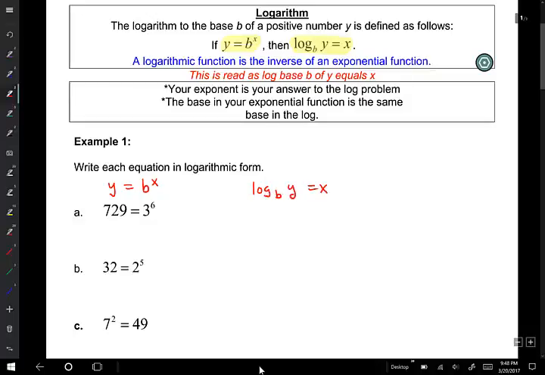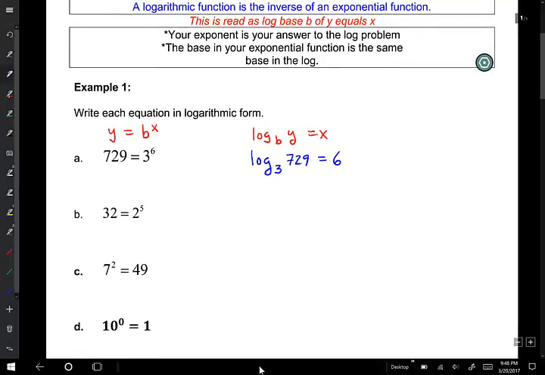And now what I want to do below it is transform this, 729 equals 3 to the 6, into our log function. So this is going to be the log, our base is 3, of 729 equals 6. It's a little bit different than what we've done before, but our goal is just to transform from exponential form into logarithmic form.